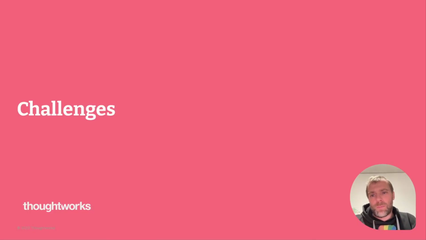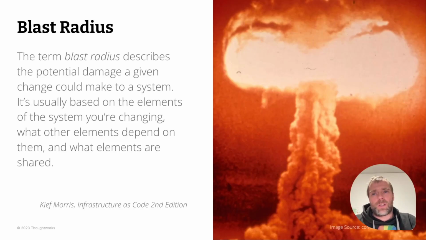Maybe now it's the right time to also talk about some challenges when it comes to automating your infrastructure code. So the first challenge that comes to my mind is what we call blast radius, which is the potential damage a given change could make to a system. And this damage is usually based on the elements of the system you're changing and what other elements depend on them and what elements are shared.